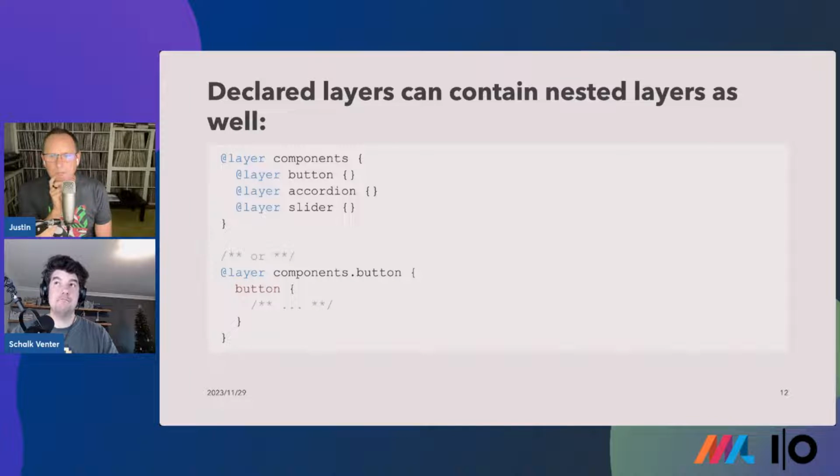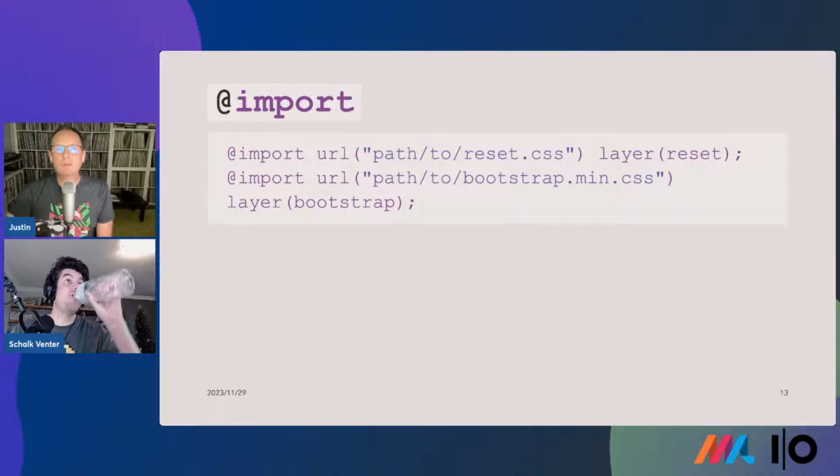Right, so an actual example might look like this, where we could say @import url path to reset.css layer(reset), @import url path to bootstrap.min.css layer(bootstrap). And at the top of our import there, that's actually a header. It's just that the slide's not rendering nicely. That's not meant to be code.